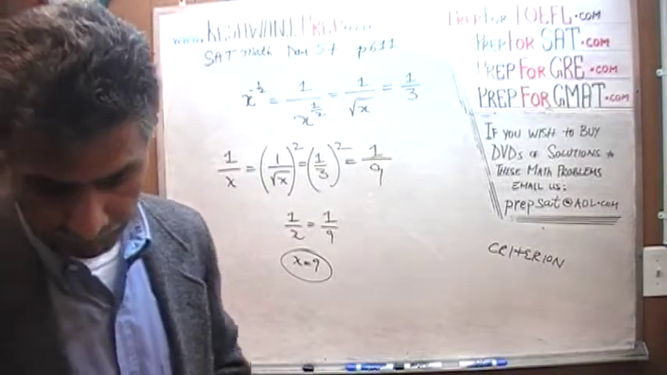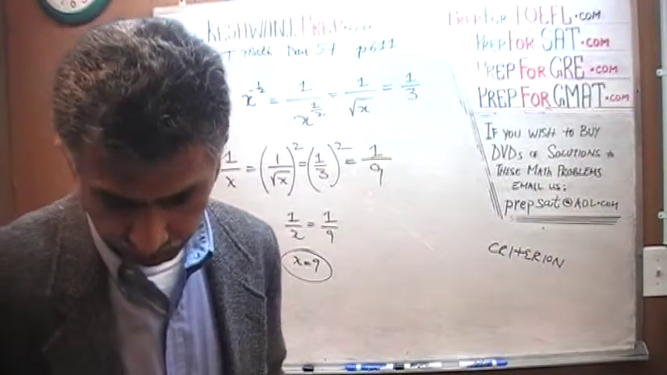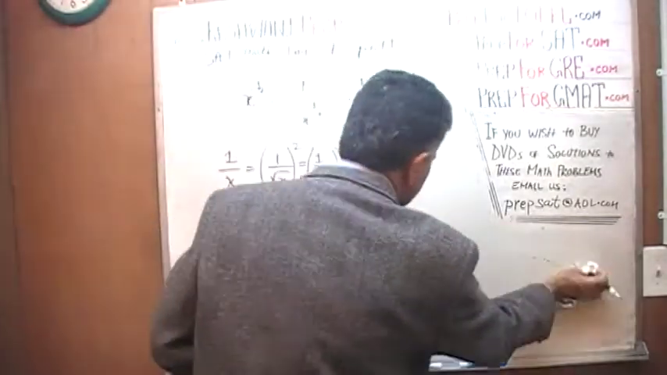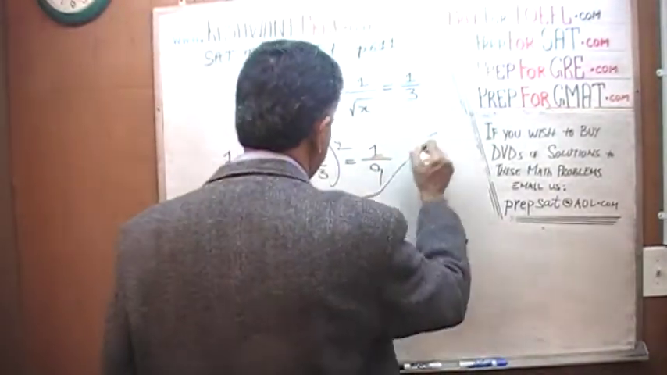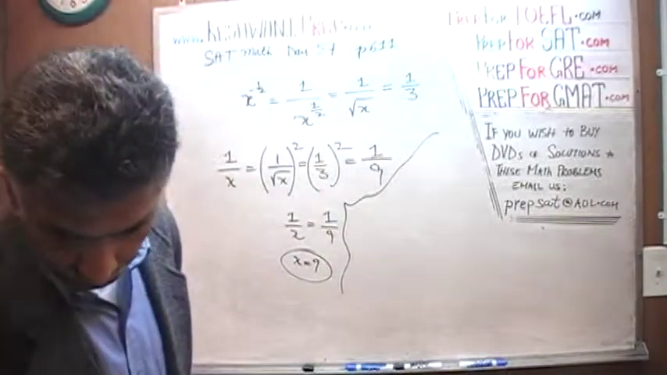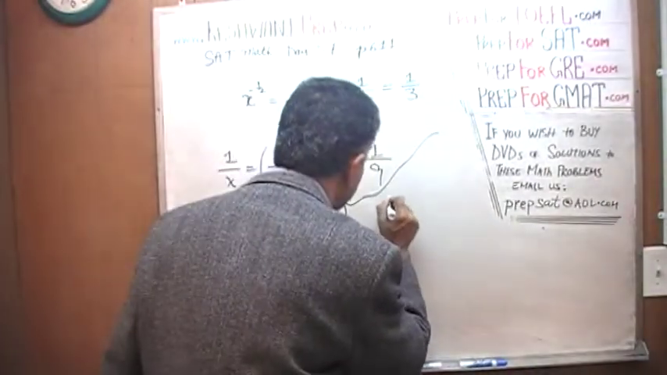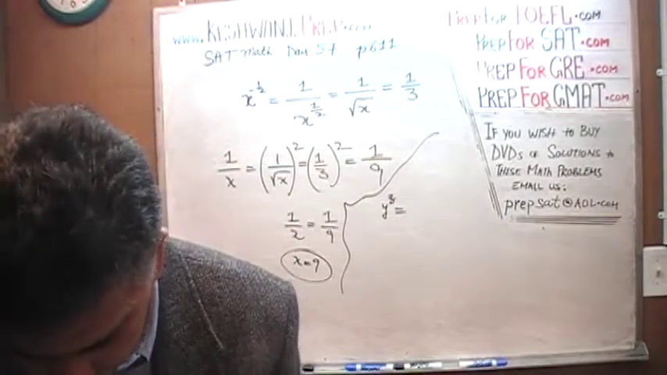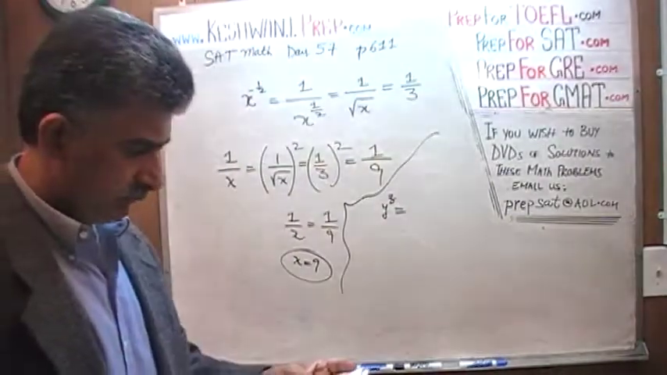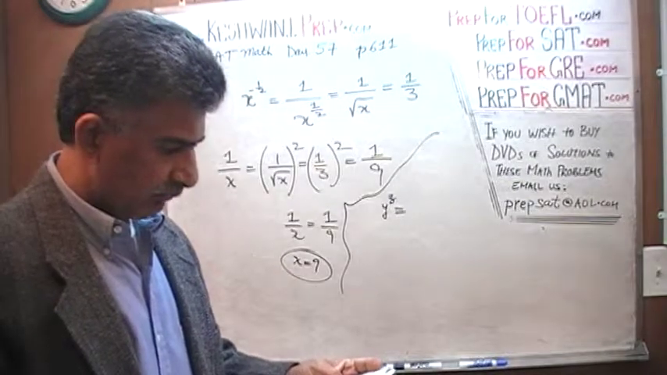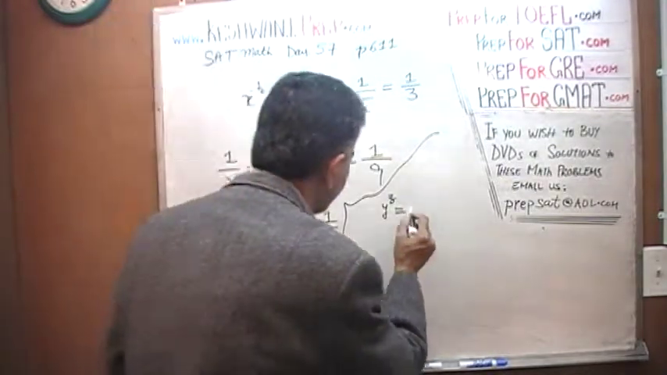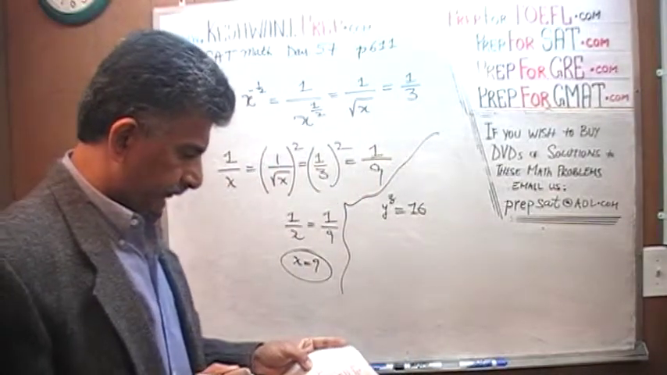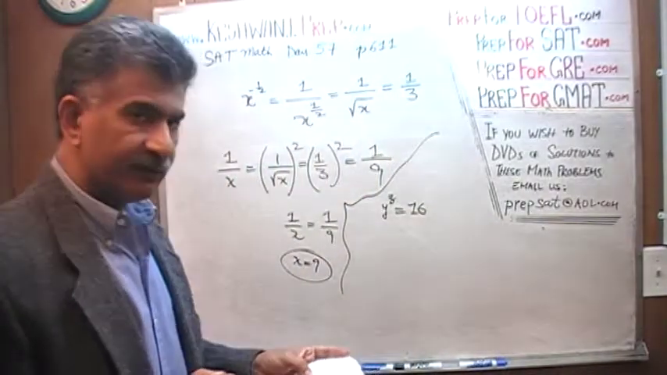Now we can work on the other part, which is the value of z. Let's see what we can do about z. Z is a very straightforward one. Z is actually more straightforward. We are told that y raised to z equals 16. We are also told that z has to be more than y.